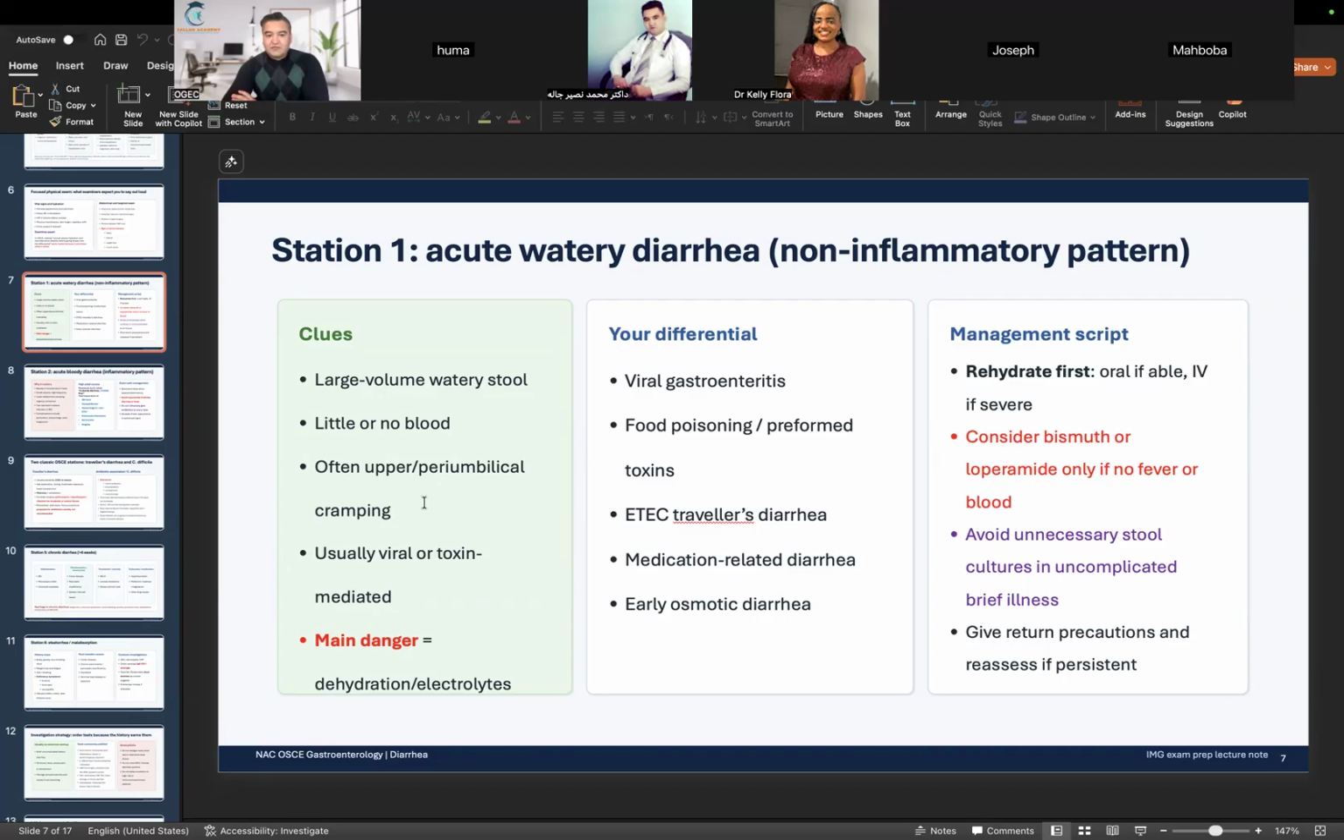Often upper periumbilical cramping. When we ask where the pain is, can you point to the place where it hurts, it really makes a difference because it helps you. If you're asking about the characteristic of the pain, is it crampy, pressure-like, or stabbing, it really gives you an idea of what you are dealing with.